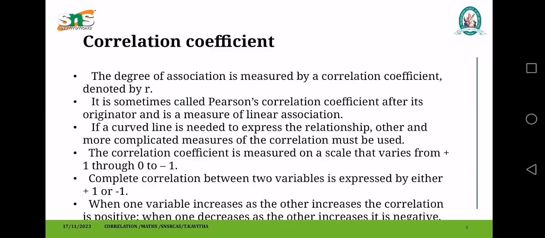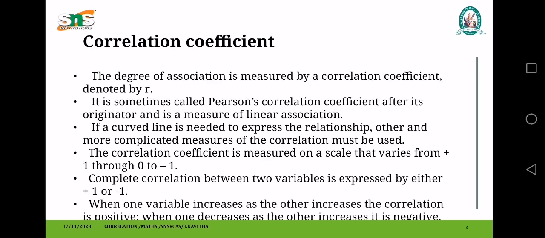Correlation coefficient. The degree of association is measured by a correlation coefficient denoted by gamma or r. It is sometimes called Pearson's correlation coefficient after its originator and is a measure of linear association. If a curved line is needed to express the relationship, other and more complicated measures of the correlation must be used. The correlation coefficient is measured on a scale that varies from +1 through 0 to -1.